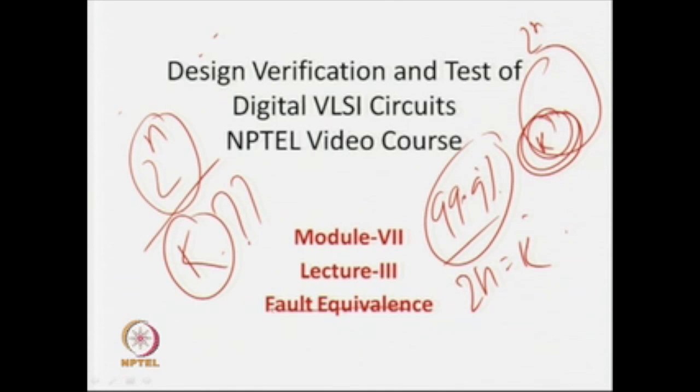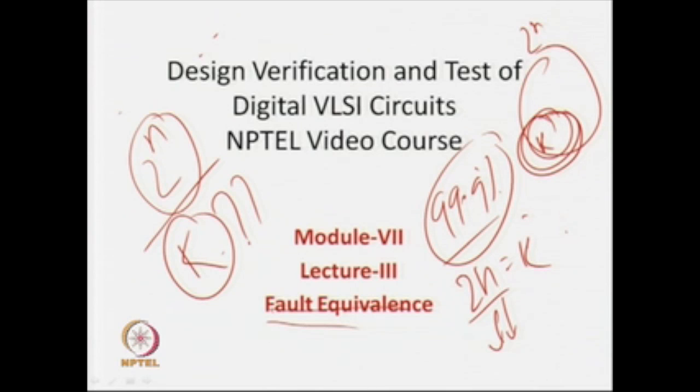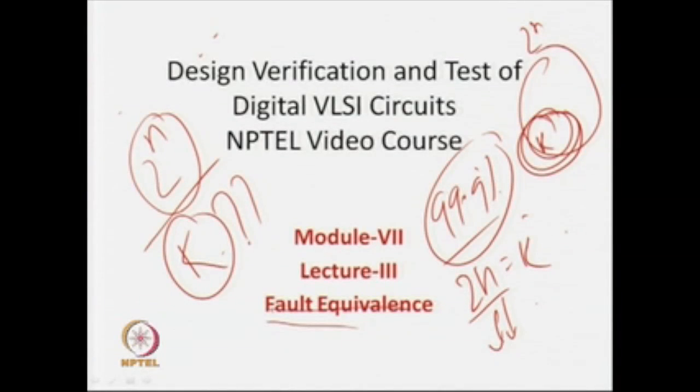So, what we will see in today's lecture? In today's lecture we will see that if there are n lines in a circuit, then you can assume that we have 2n stuck at faults, that is one stuck at 0 and one stuck at 1. But today we will see that in fact that is much less than 2n, because some faults are equivalent. That means, if you apply a test pattern, more than one stuck at fault will be tested. That means, in reality the number of test patterns required to test stuck at faults is much less than even 2n.